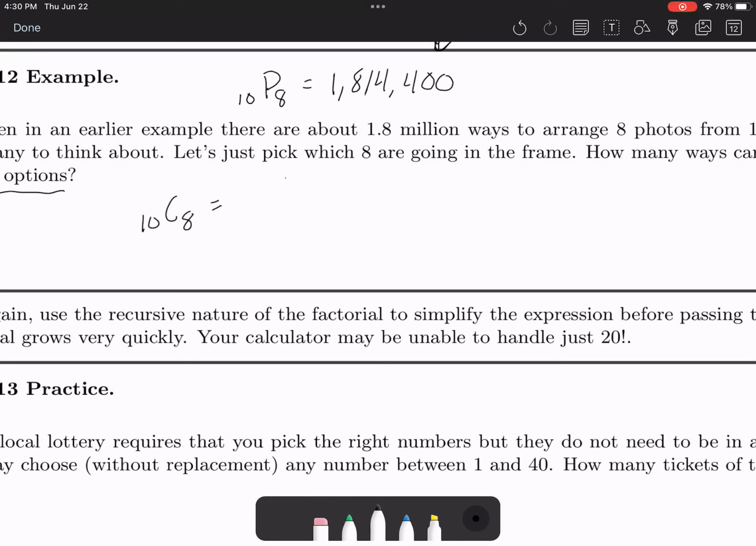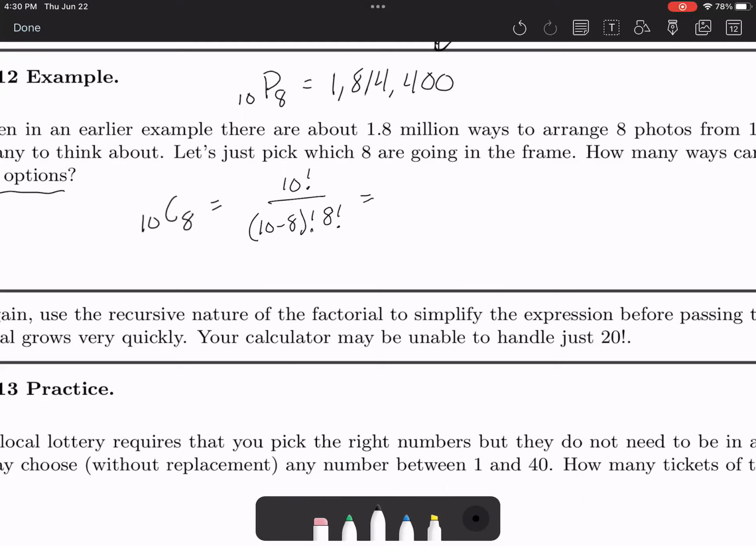So the equation tells us 10 factorial right there. That's how many ways you can arrange the 10 photos, but you're only choosing 8 of them. So you need to ignore the 2 factorial ways to arrange the 2 that you don't pick. But then this is just a choosing equation, not an arrangement. So you also need to ignore the number of ways to arrange the 8 photos that you do pick.